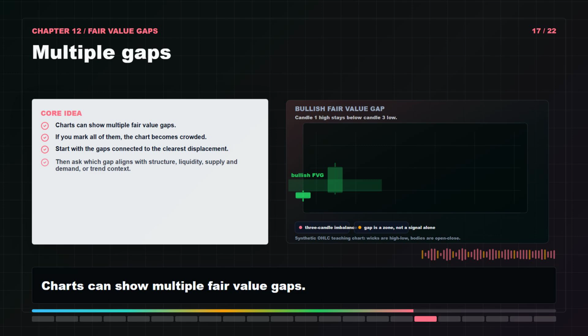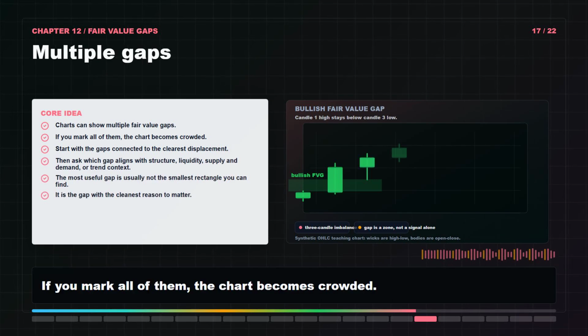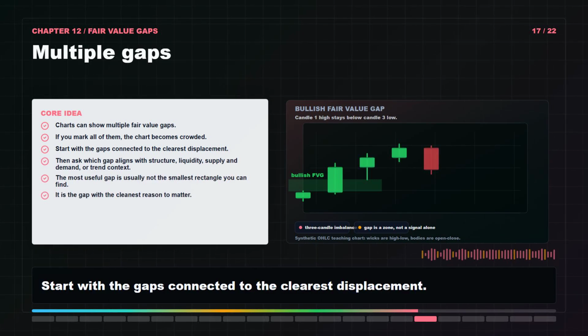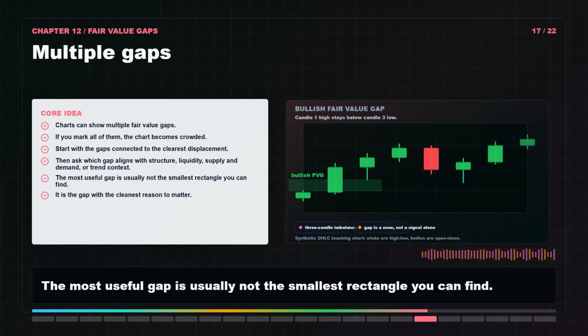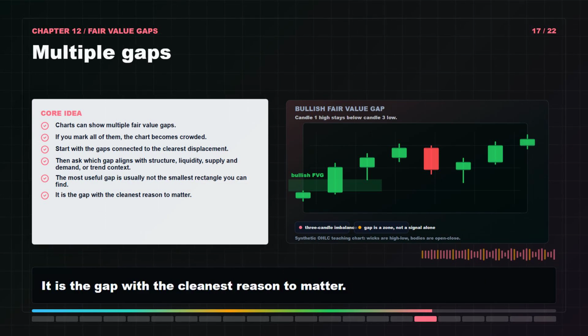Charts can show multiple fair value gaps. If you mark all of them, the chart becomes crowded. Start with the gaps connected to the clearest displacement. Then ask which gap aligns with structure, liquidity, supply and demand, or trend context. The most useful gap is usually not the smallest rectangle you can find. It is the gap with the cleanest reason to matter.